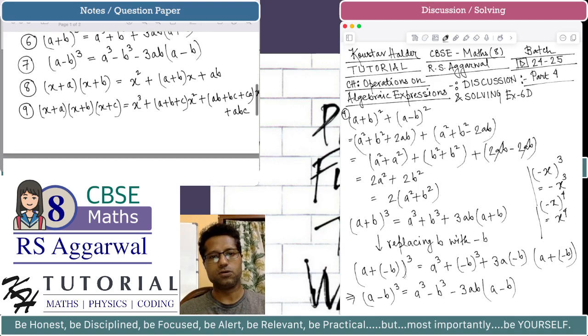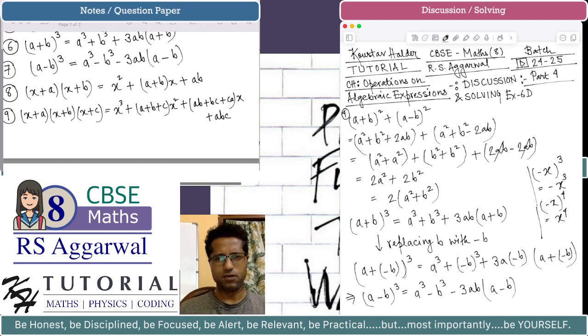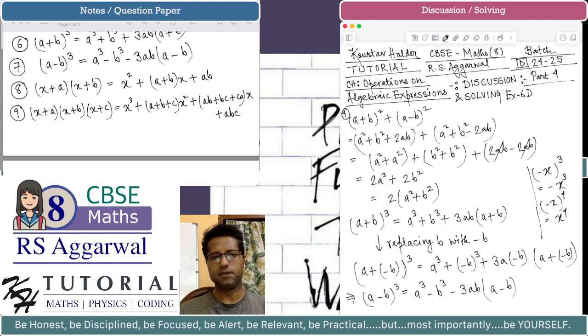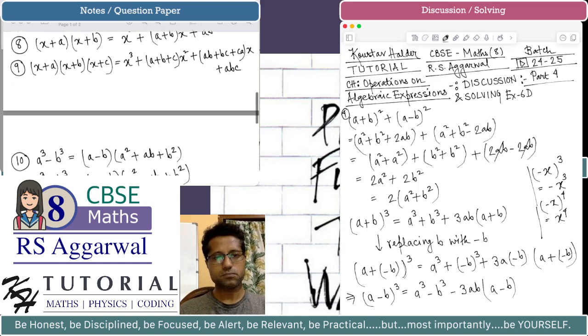Identity 8 is also very useful. It is x plus A multiplied by x plus B is equal to x square plus A plus B into x plus AB. Now identity number 9, this is a little bit complex. If you can remember it, it is fine. Otherwise you can skip identity number 9, but if you can remember it, it is better.